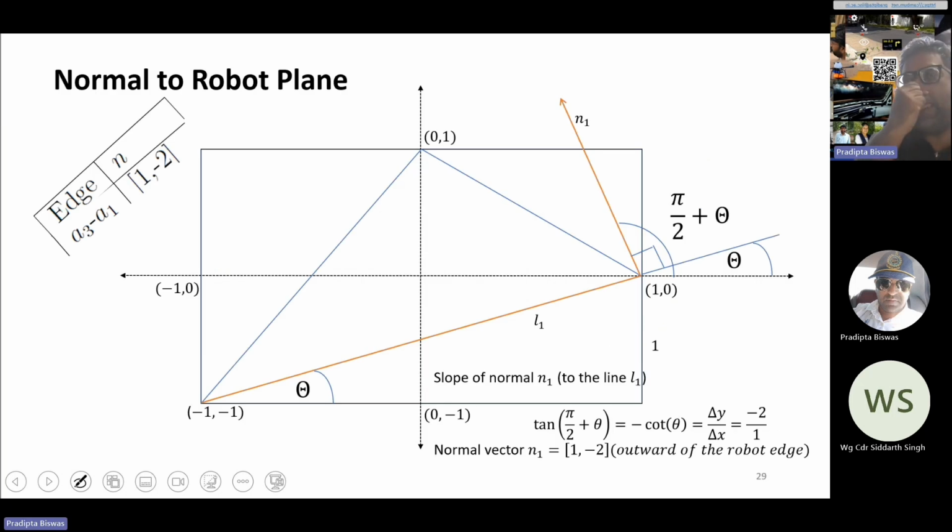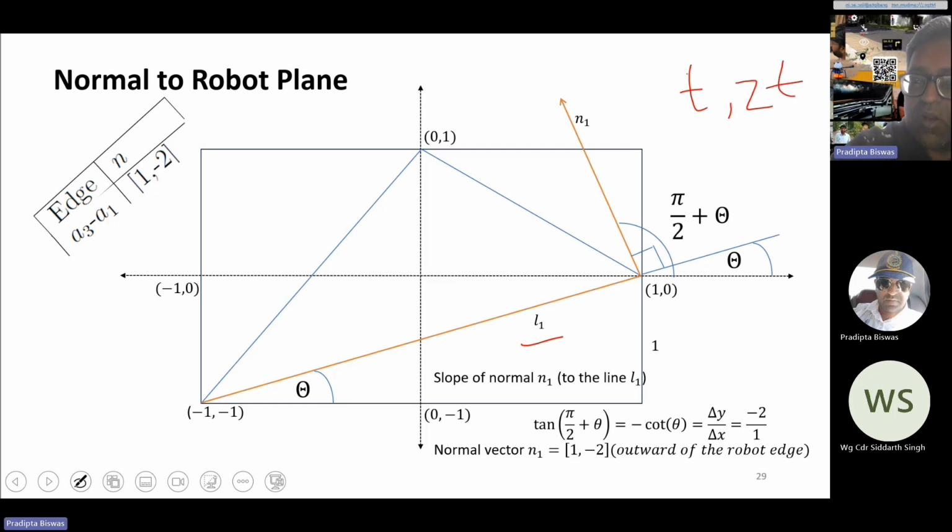So here, exactly as we showed before, I tried to show you how I get this normal equation. If you look at this line L1, its slope is how much? 2 units by 1 unit. So the tan theta formula gives 1 by 2. And I can write the equation as something like, say, t, 2t.